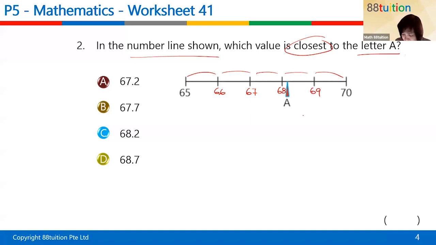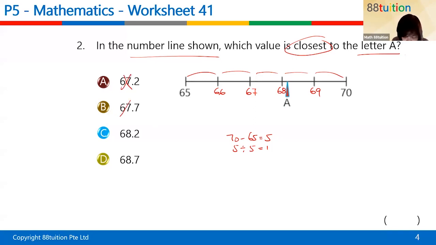Why is it so? Because there are 5 units. So 70 minus 65, you get 5 units, right? So 5, you divide by 5 is 1. So 1 unit itself is 1. So you plus 1, plus 1. So it's in between 68 and 69. So anything 67 is wrong, right?